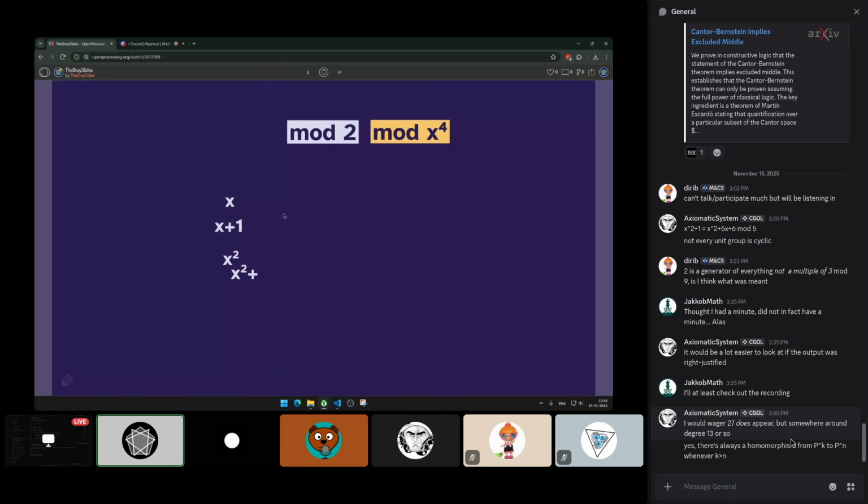So maybe the question is, what is the order of each of these elements? So first, what is the order of x? Mod 2, mod x to the 4th. Oh, wait, yes, this actually, isn't it 2? It will eventually go to 0. So we actually always need the 1.